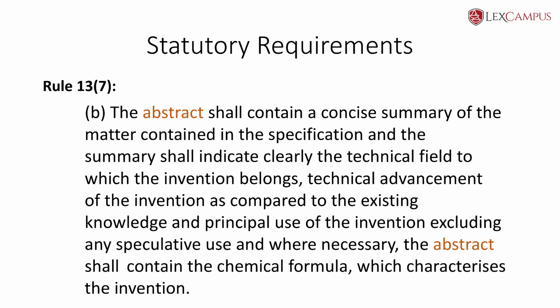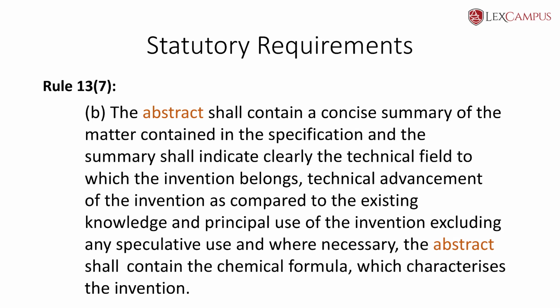So some kind of an advancement has to be demonstrated, and principal use of the invention excluding speculative use, and where necessary the abstract shall contain chemical formula which characterizes the invention. So when you draft an abstract, you should ensure that the abstract satisfies the requirements in this rule. Rule 13.7b clearly stipulates what are the things that your abstract should satisfy.